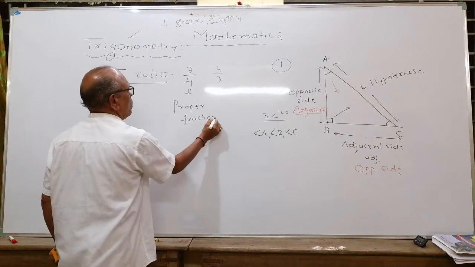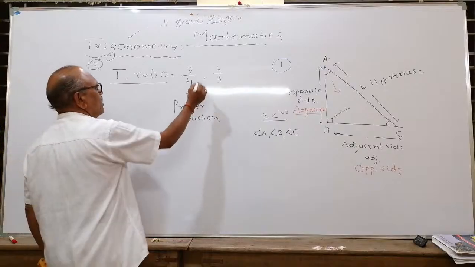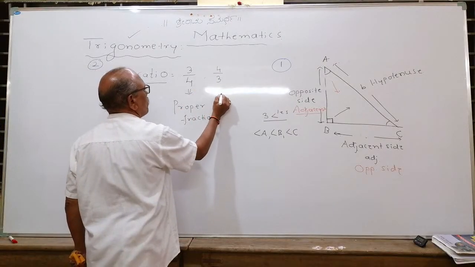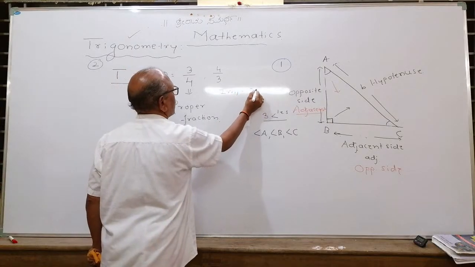Second concept you have to understand very clearly is this. And 4 by 3 means what? Improper fraction.